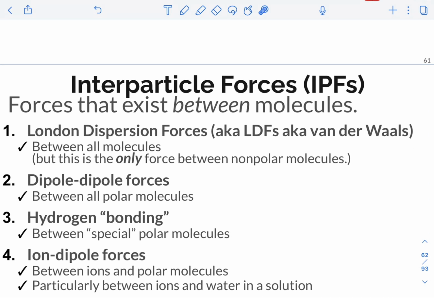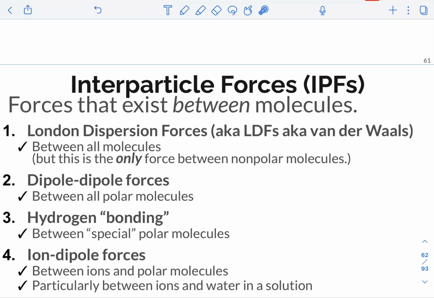So these are the major forces that we will be talking about, the major categories. London dispersion forces, which you'll also hear referred to as LDF or sometimes van der Waals. They are between all molecules. You will always have them. However, it is the only force if your molecule is non-polar. And we're going to talk about what that means today. Hopefully you remember that from your first year chem course, but if not, we're going to go over it today.